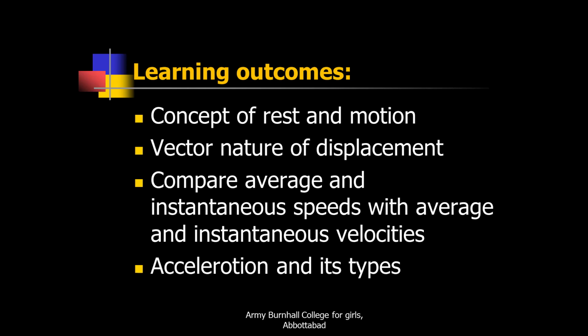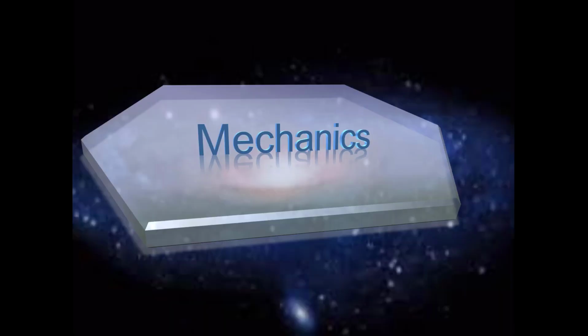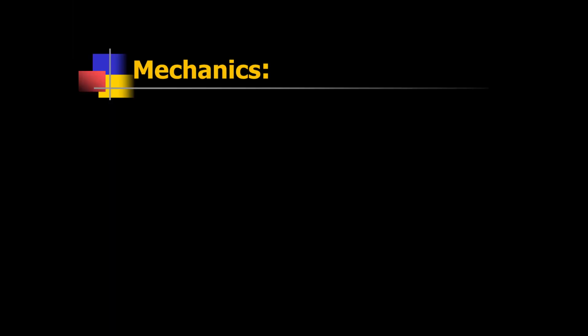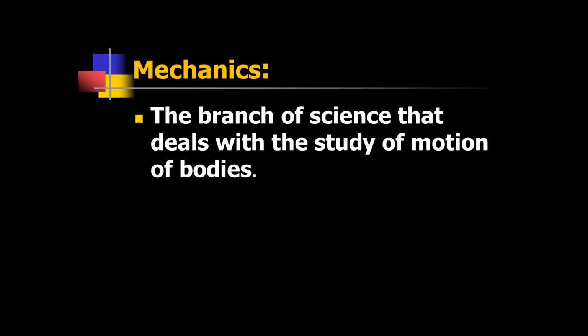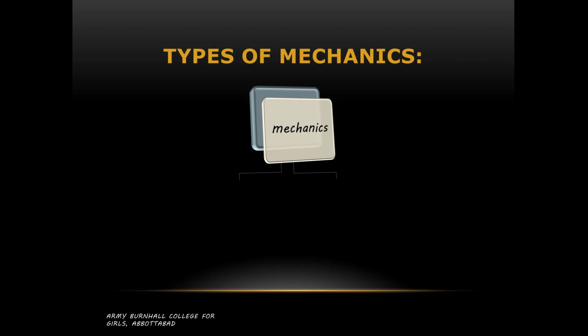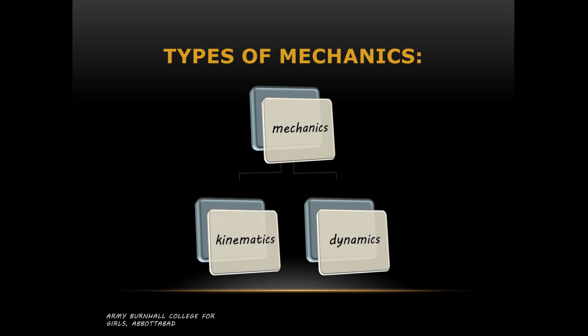Before discussing all these things, first we will discuss the branch of physics under which we discuss motion, that is mechanics. Mechanics is defined as the branch of science that deals with the study of motion of bodies. In particular, it is the branch of physics which deals with the study of motion of bodies. We have two types of mechanics, first kinematics and second dynamics. So mechanics is subdivided into two branches: kinematics and dynamics.